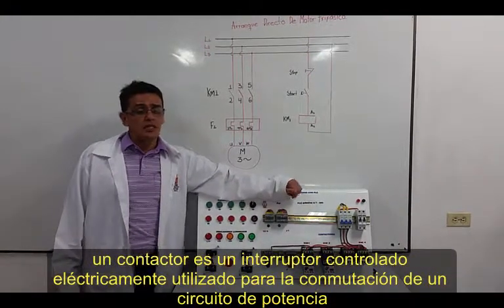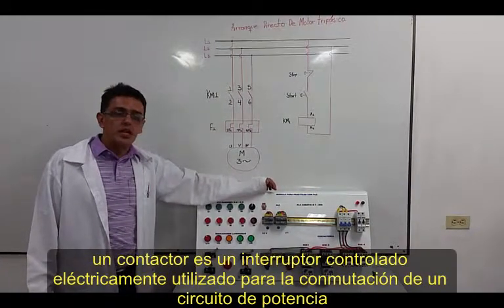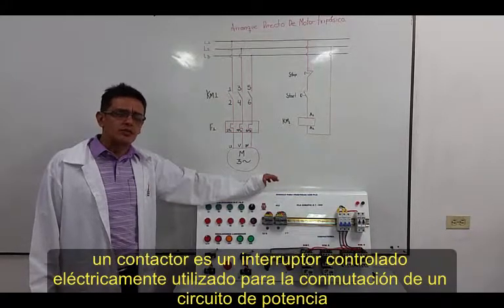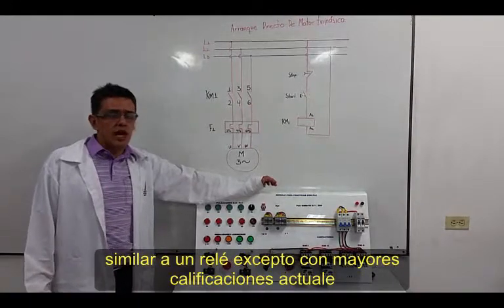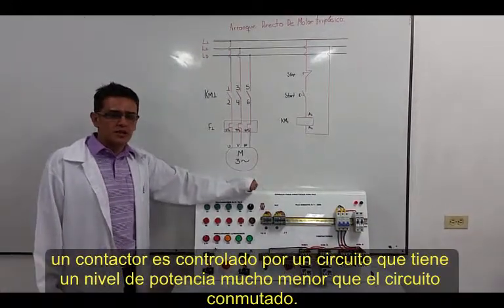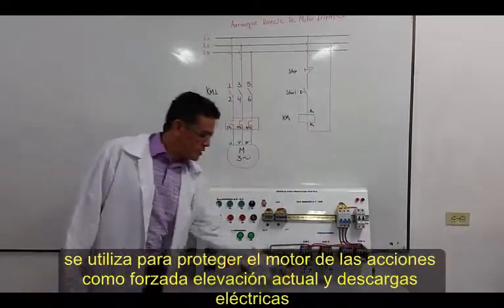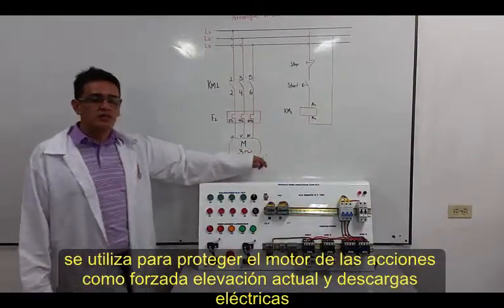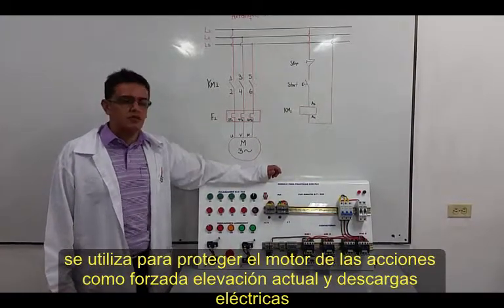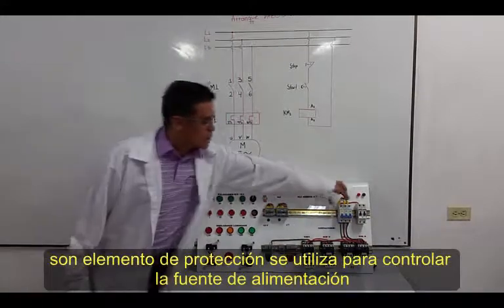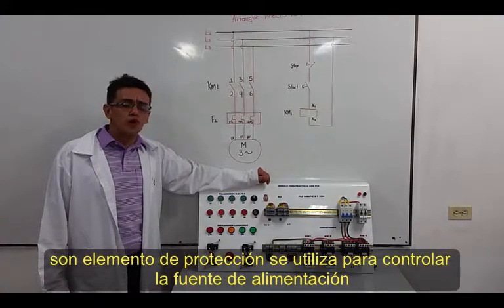A contactor is an electrically controlled switch used for switching a power circuit, similar to a relay but with higher current ratings. A contactor is controlled by a circuit which has a lower power level than the switched circuit. Thermal relays. The thermal relays here are used to protect the motor from problems like overcurrent, overheating, and electric shocks. Breakers. We have two breakers here. Breakers are protection elements used to control the power supply.